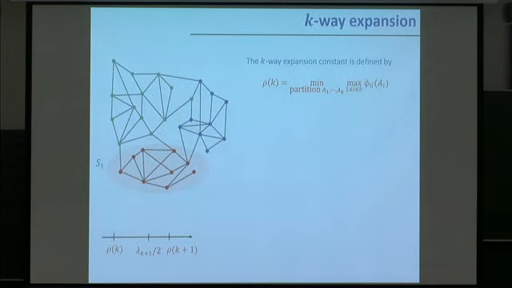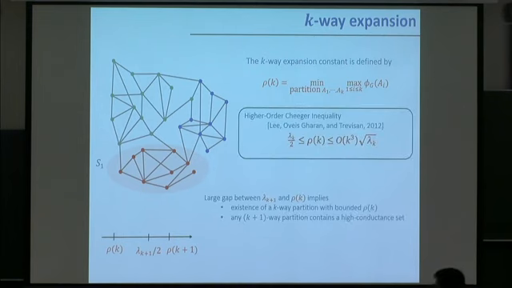Now we generalize the notion of graph conductance to the k-subset case. We introduce the notion of k-way expansion. Assume that we want to partition graph G into k clusters. We look at all the partitions A1 to Ak, where for each partition, we look at the maximum of the conductance of Ai. And rho k is defined as the minimum of such values over all possible partitions. It's easy to see that if a graph has k clusters, which means we can partition graph G into k subsets such that every phi of Ai is small, in this case, we know rho of k is small as well.